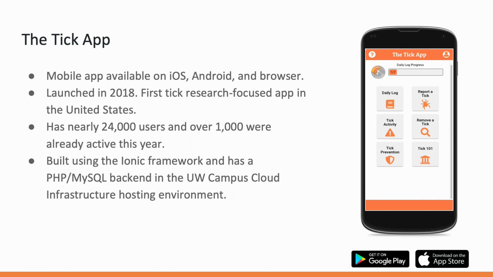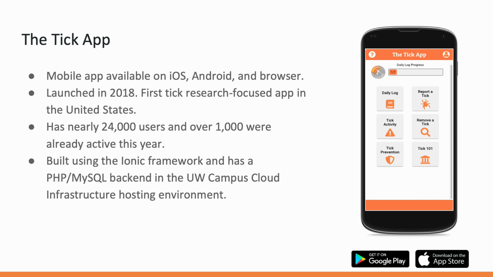The Tick app is available as a mobile app or on the web for free. It was based on a prototype called GeoQuestion and was first released in 2018, making it the first tick research-focused app in the United States. As of May 2024, it has nearly 24,000 users, and over 1,000 were already active this year. On the right is a picture of the homepage.